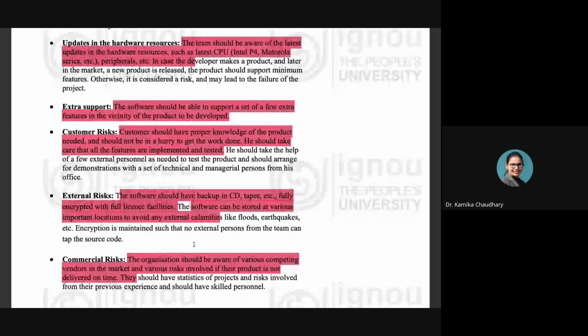And you know that there are various other organizations, various other companies which are sitting to take your project, and you just do not want your image to be affected by any such kind of thing. So these are all the kinds of commercial risks. So these are all the factors which are telling us about the different types of software risk.